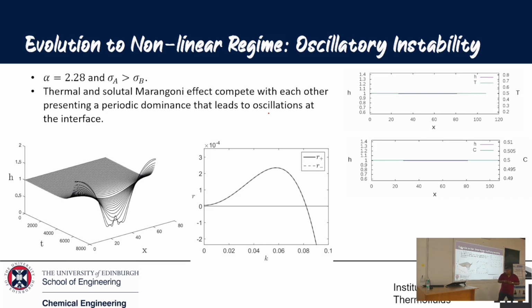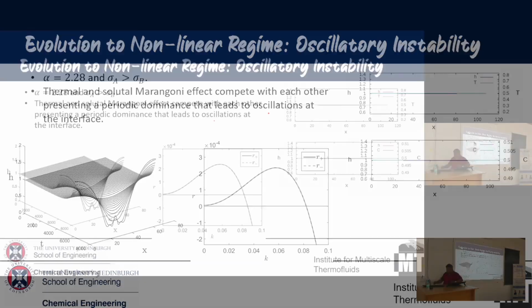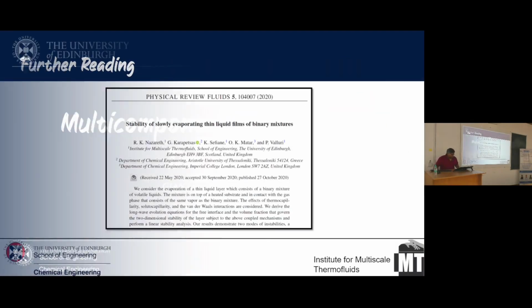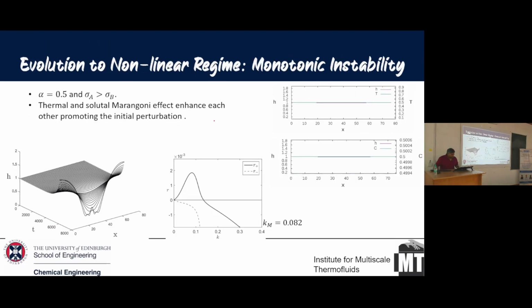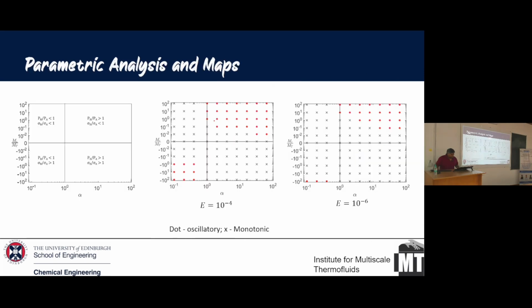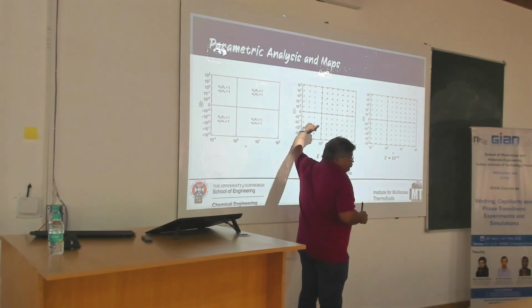So basically, if you look at the plot here, the thing is, the moment you change your ratio between concentration Marangoni as well as temperature Marangoni, you can go from one state to the other.